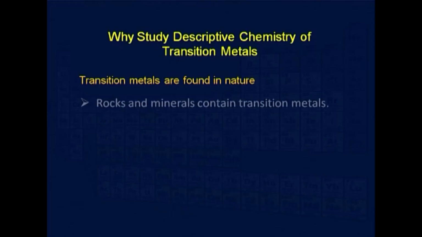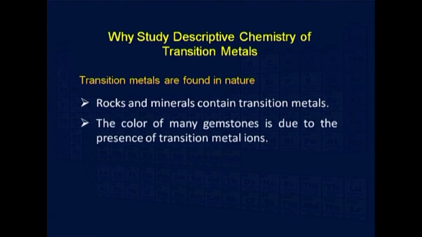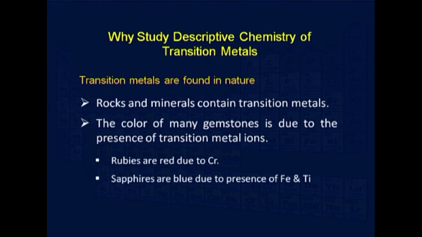You have seen rocks and minerals. In rocks and minerals, transition elements are widely distributed. You have seen the gemstone. Gemstones are of course very precious, but at the same time they are colored, and this color of the gemstone is due to the presence of transition elements in it. Rubies are red in color due to the presence of chromium in it.